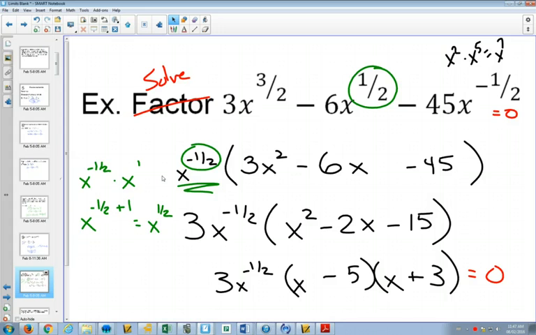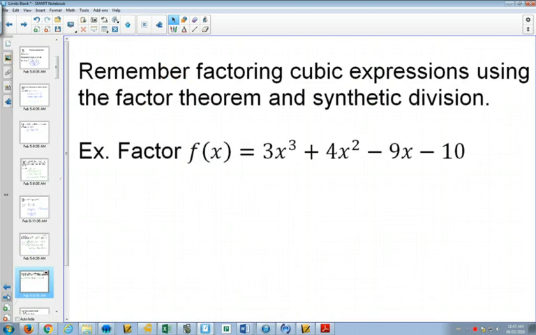And the last factoring one that we're going to look at deals with cubic expressions, and it goes to factoring stuff that you did in grade 12. Do you remember the factor theorem, the rational root theorem, synthetic division? Okay, no.